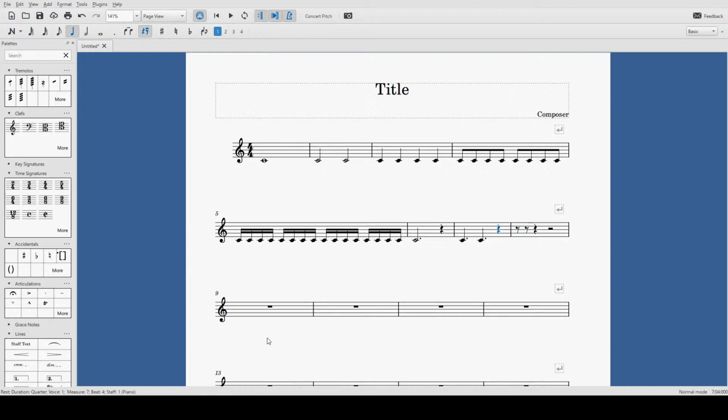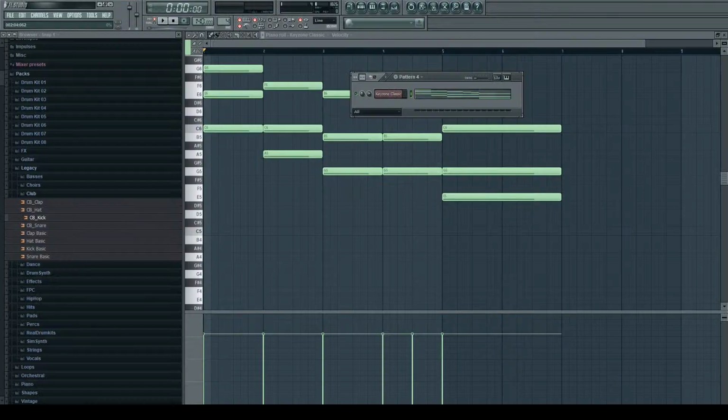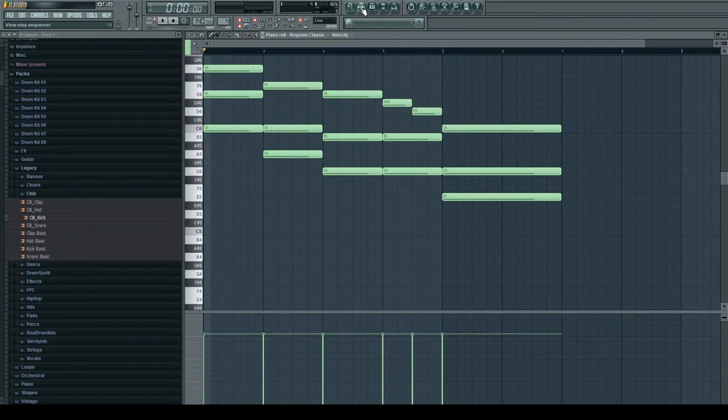Now, how would they look in the DAW? Well, it would look like this. Now there are more people coming. I am about to end. I'm sorry, guys.